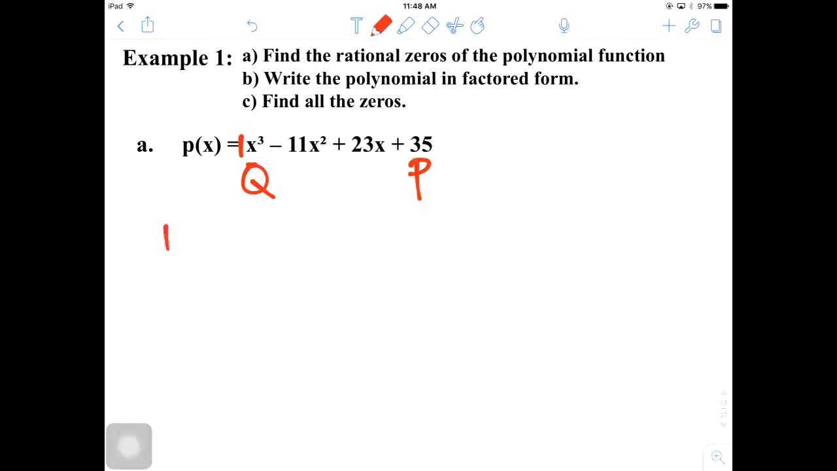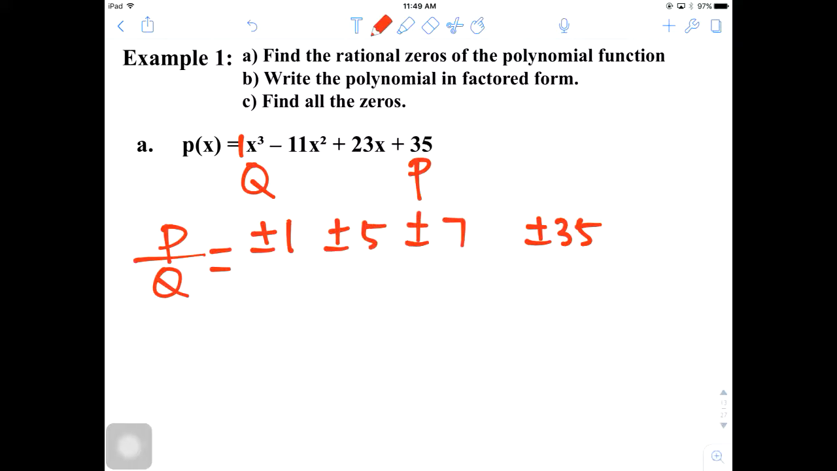So using the P over Q method to find the list of possible zeros, we're going to list the possible zeros by listing the factors of P, and that's 1 and 35. And I like to list them in pairs. So 1 times 35 is 35, and also 5 times 7 is 35 as well. So those are all of the factors of P. And then if we want to find the factors of Q, that's only 1. So it's just plus or minus 1.